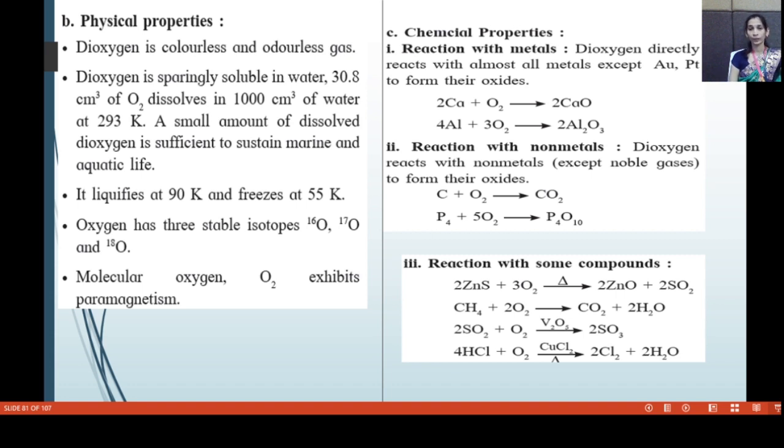Different compounds also react with dioxygen. ZnS plus O2 gives ZnO, that means an oxide, and sulfur dioxide is also a byproduct of this reaction. When methane reacts with dioxygen, we get carbon dioxide as well as the water molecule. Sulfur dioxide on reaction with dioxygen gives sulfur trioxide. HCl on reaction with dioxygen liberates chlorine gas and also gives a water molecule.